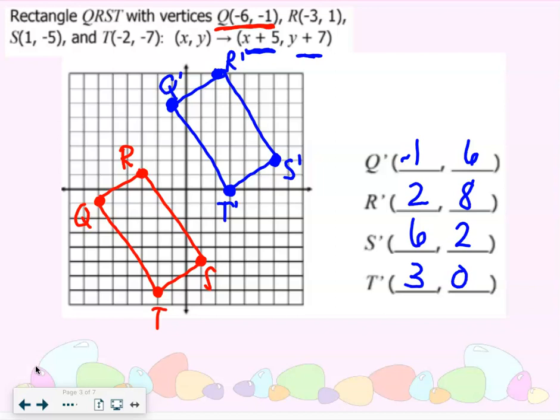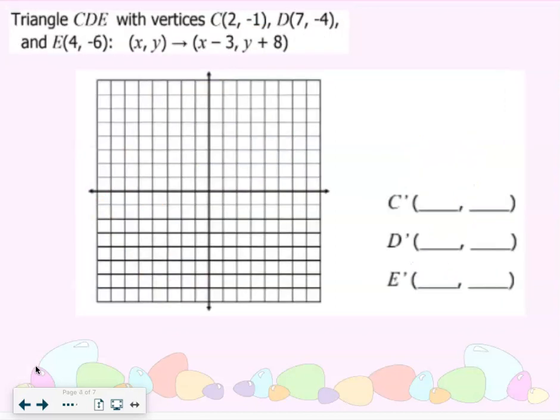Okay, let's try another one of those just to see if we get it. With triangle CDE. So take a moment to graph our original image. Let's see, C, D, and then E. Is your triangle in the fourth quadrant? Because mine is.